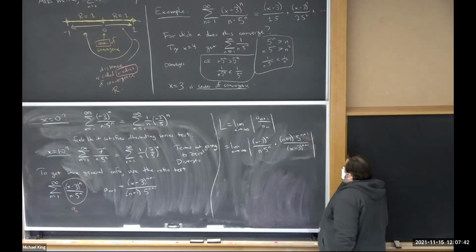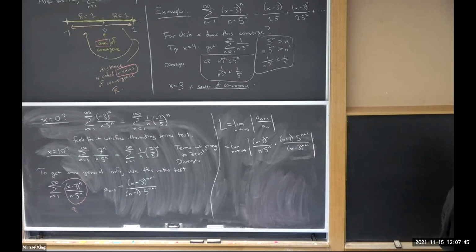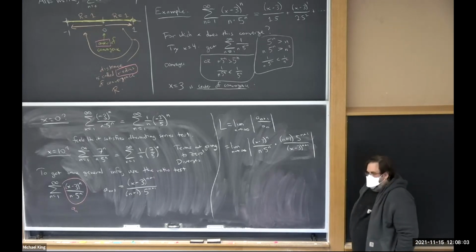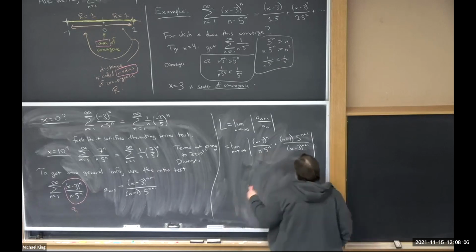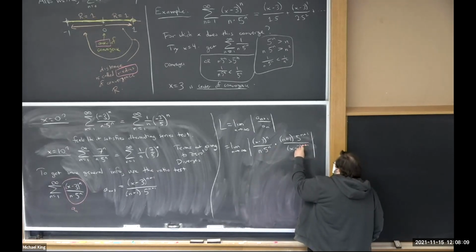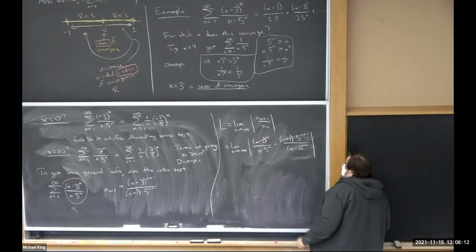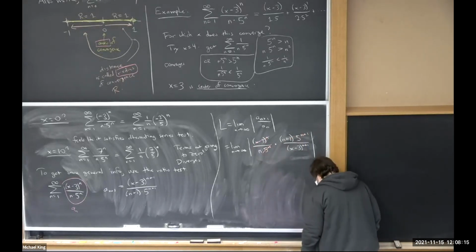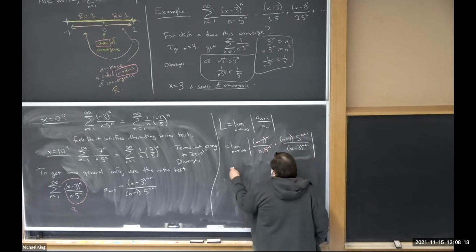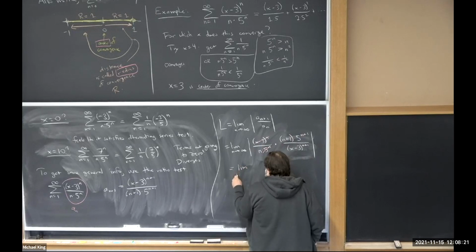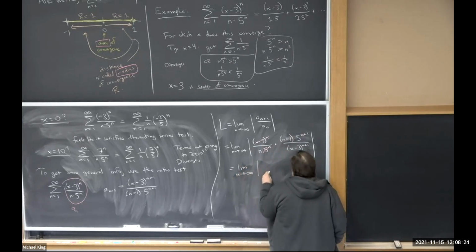And the thing you should be happy about is that there's a lot of cancellation if you do this. You start to see a lot of cancellation, right? With the x, we have one more x minus 3 on the bottom than on the top. We have one more 5 on top than on the bottom. And so I think we get something like this, right?